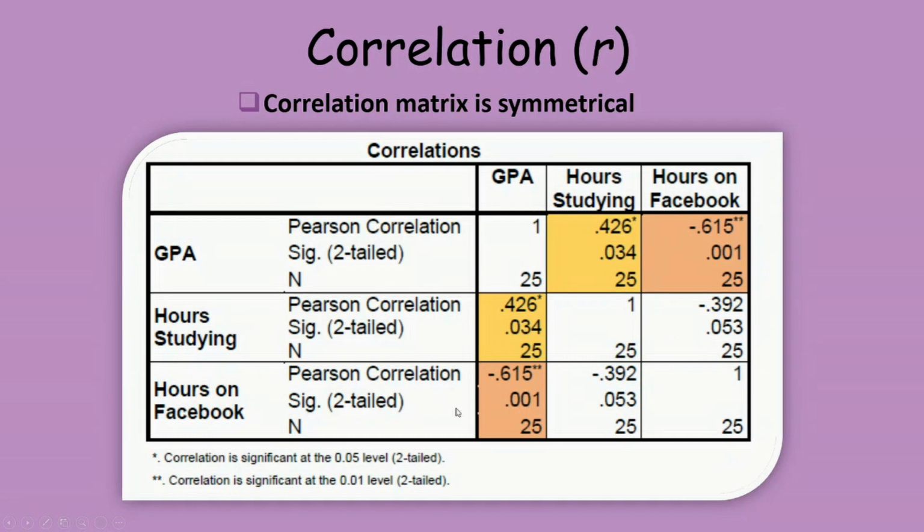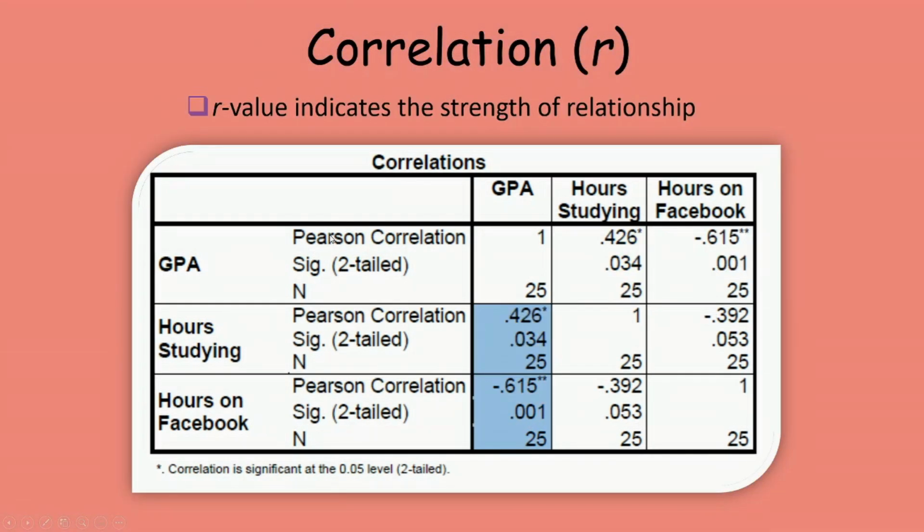And hours of Facebook and GPA here is a negative 0.615. Now remember, the R value indicates the strength of the relationship. So for the hours of studying and GPA, our strength is 0.4, which is moderate, and the hours on Facebook and GPA is 0.6, which is stronger. It's a pretty strong relationship. It's starting to get up there, and it is also a negative. So hours on Facebook has a negative relationship with GPA.